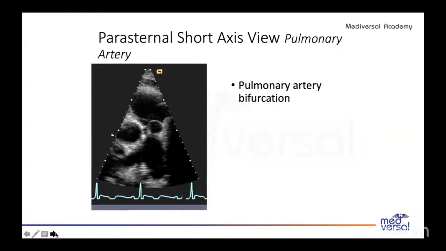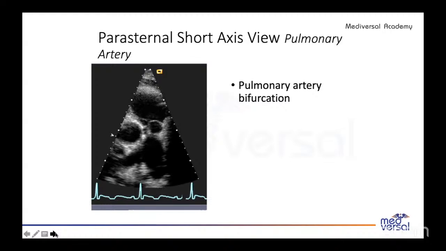The pulmonary artery bifurcation, as I told you, at the PSAX at aortic level, same thing which we just saw in the previous diagram. In this view, on the right side, you can see the pulmonary artery valve, the pulmonary artery bifurcation. And if you come a little down, you will see the left and right pulmonary artery bifurcating. So this is the pulmonary artery short axis view, same in the PSAX at the aortic level.